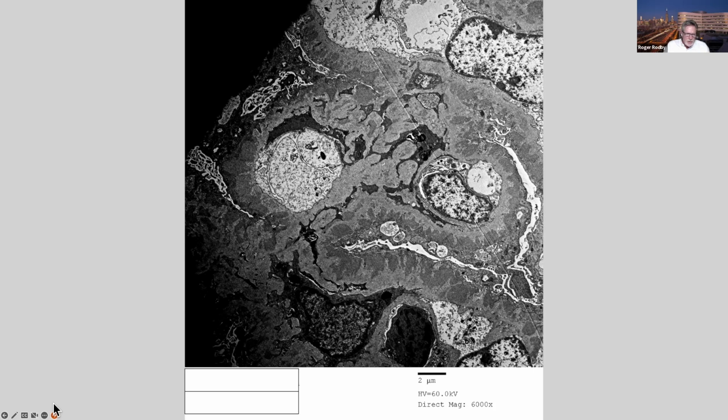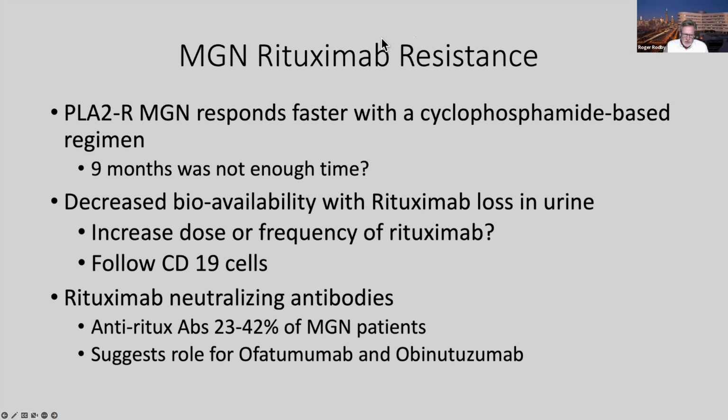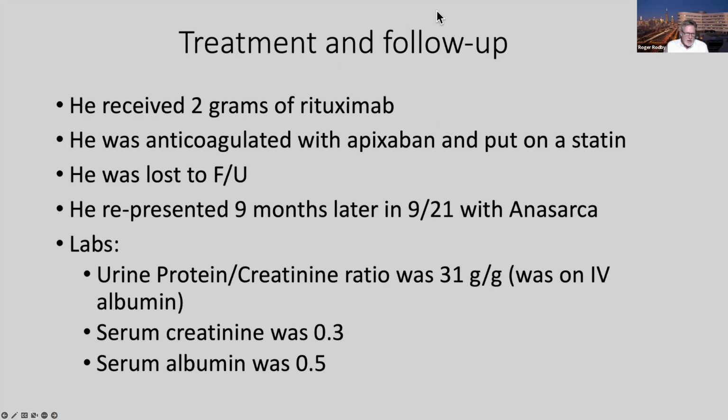Contactin being one of the earlier ones after thrombospondin, Anel, et cetera, exostocin. So based on that, I'd already planned on giving him rituximab, but it was kind of nice to know that rituximab had been shown just 1 month after I saw him as an effective treatment for contactin-induced antibody membranous in this condition. He was anticoagulated, put on a statin, but he was lost to follow-up.